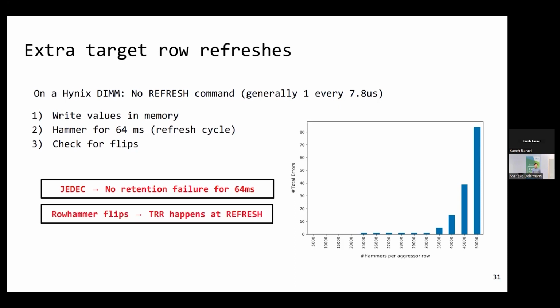So this is the first thing that we learned with this reverse engineering, that TRR, whatever it is, happens at the refresh command. So the refresh commands that you receive are essentially doing TRR and fixing these rows in the back.